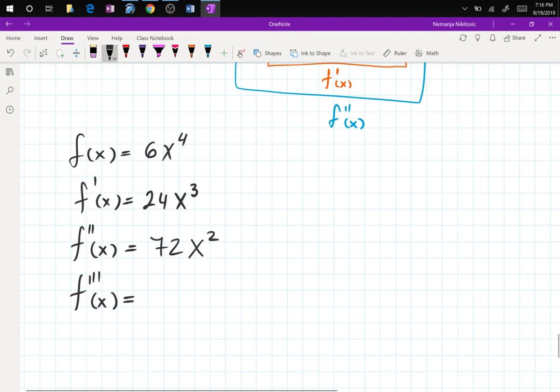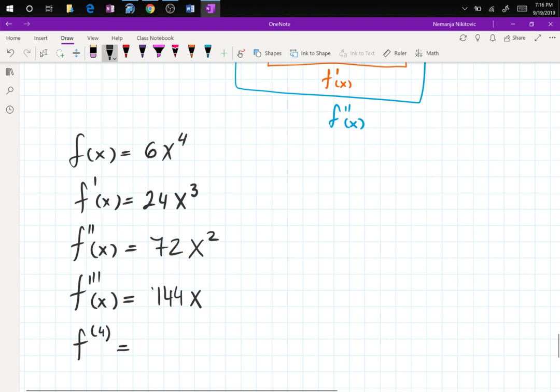Third derivative is the first derivative of the second derivative. Exactly. Come on, guys, right? Third derivative is the first derivative of the second derivative. It's just the function before. So 144x. What's the fourth derivative?